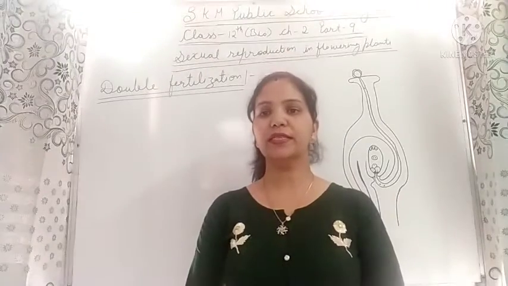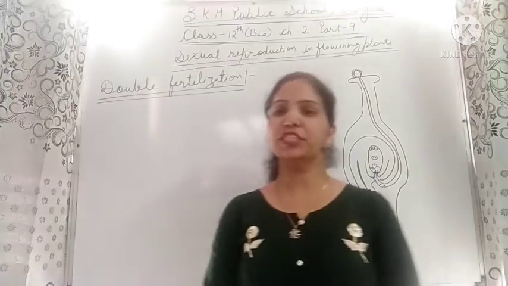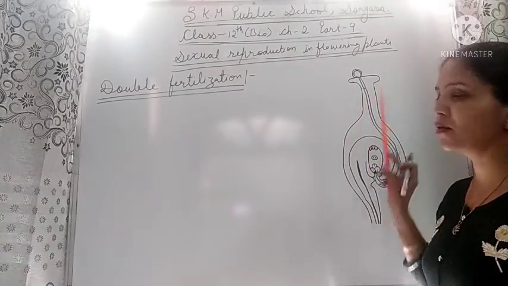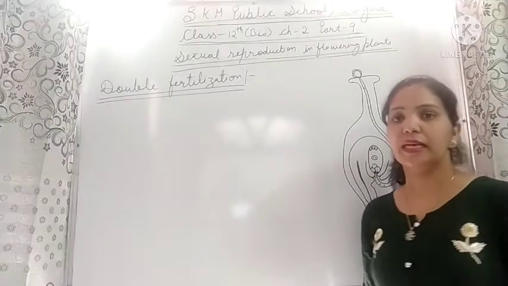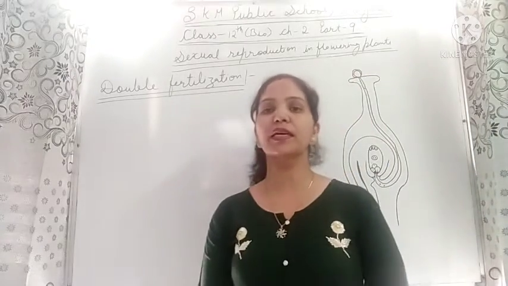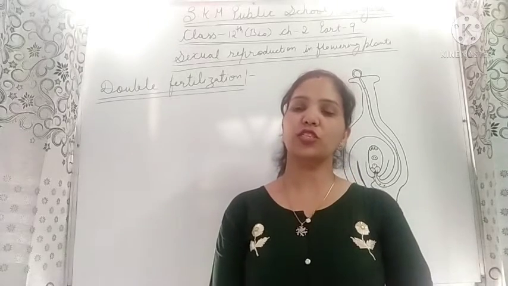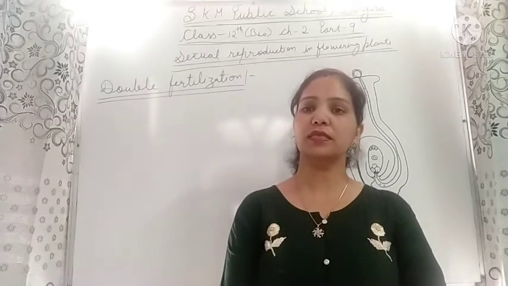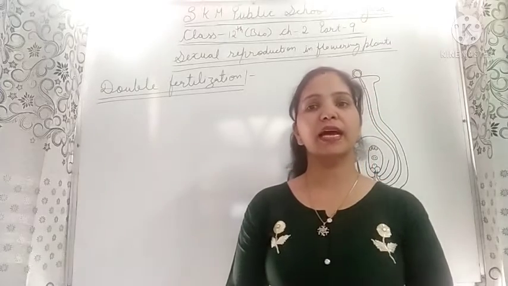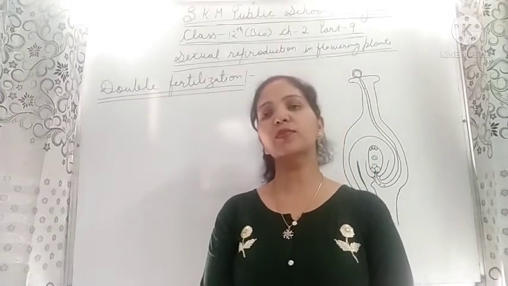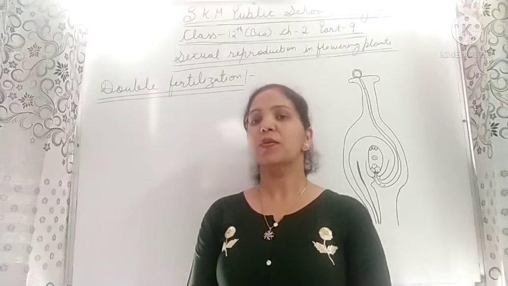Good morning, students. We have started chapter 2, sexual reproduction in flowering plants. In this, we are discussing the process of sexual reproduction. The process of sexual reproduction in flowering plants divides into 3 steps: pre-fertilization, double fertilization and post-fertilization events.